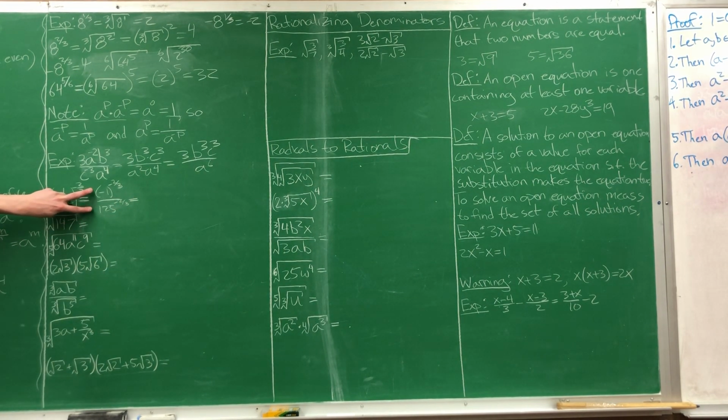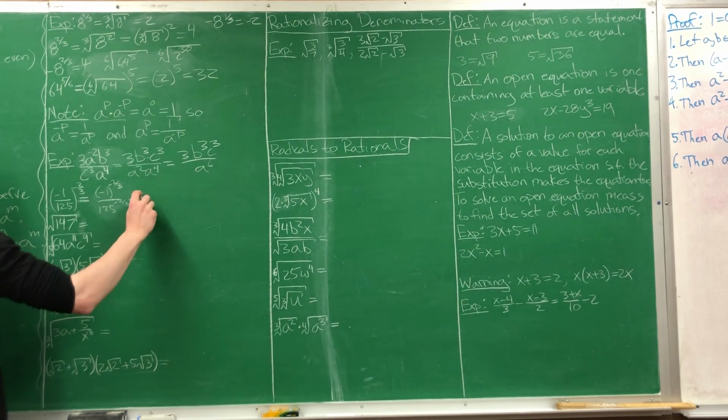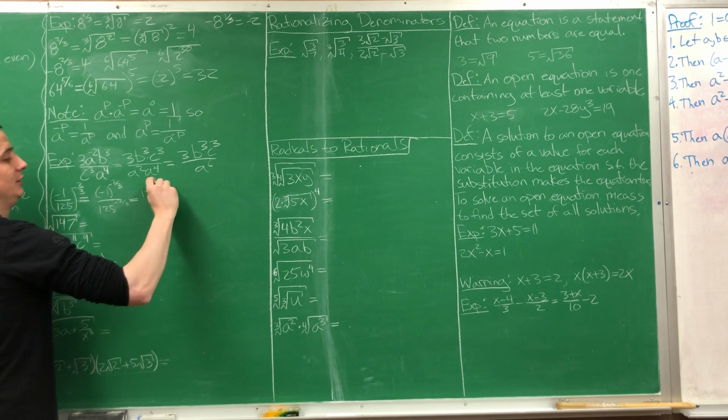So let's rewrite this. This is the same thing as negative 1 to the minus 2/3 over 125 to the minus 2/3. Right? Okay, now it's obvious. So now let's make it obvious. So now I'm going to move that to the top, make its exponent positive, and that to the bottom, and make its exponent positive. So now I get 125.